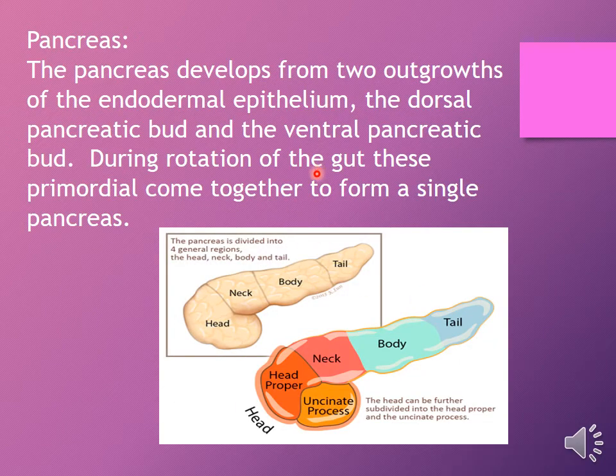Now, the pancreas. The pancreas develops from two outgrowths of the endodermal epithelium, so it originates from the endoderm. It has two buds, the dorsal pancreatic bud and the ventral pancreatic bud. During rotation of the gut, these two parts of the pancreas come together to form the single pancreas. This picture shows the pancreas and its parts, the head, neck, body, and tail region. This is the uncinate process. It's part of the head of the pancreas.